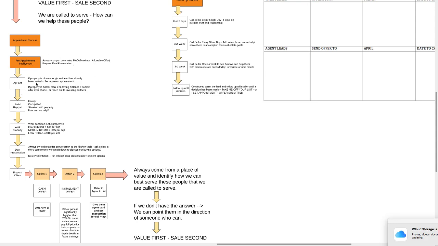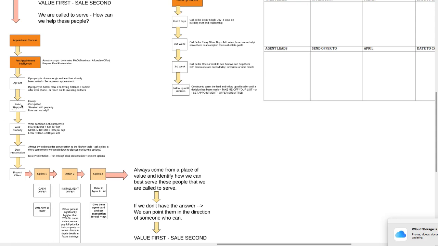Appointment set. If the property's close enough, the lead's been vetted, set that in-person appointment. If the property's further than an hour, well, we need to definitely make sure it's a super motivated lead to respect our time, right? If not, we can make offers over the phone or reach out to investing partners in whatever area we're active. Arrive to the property.